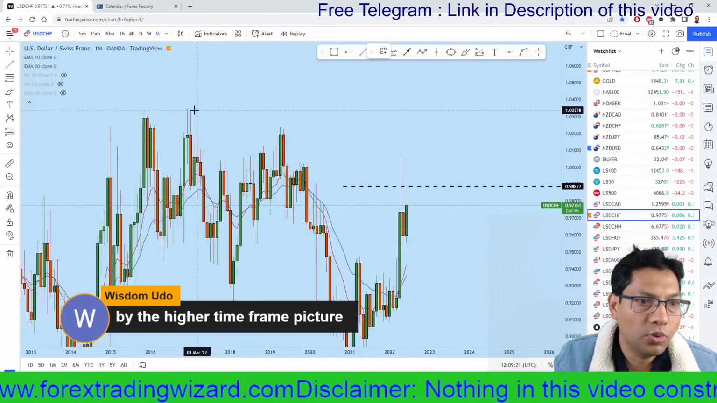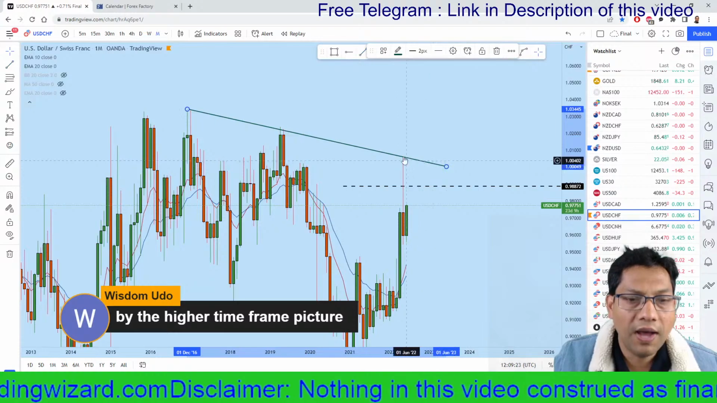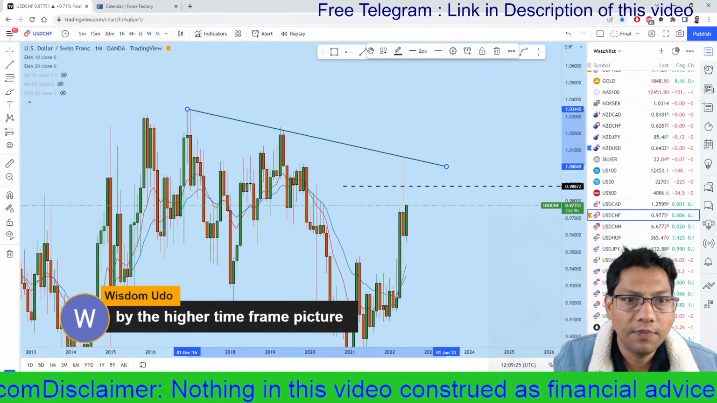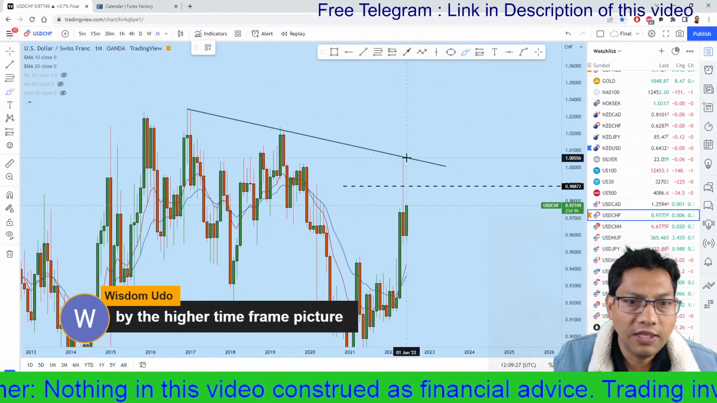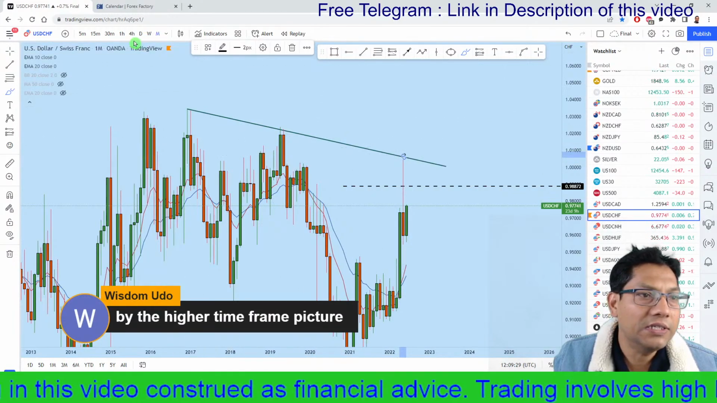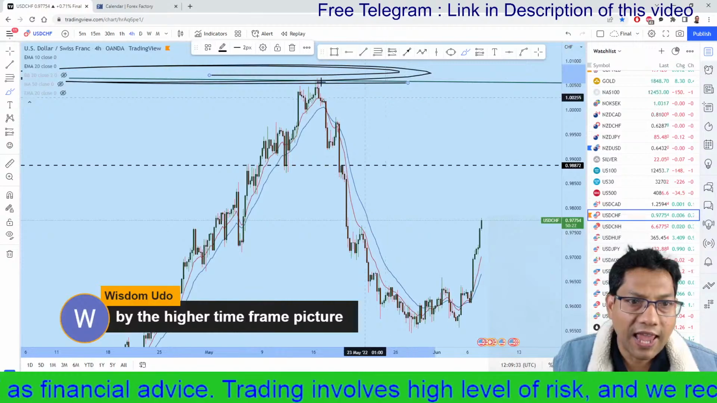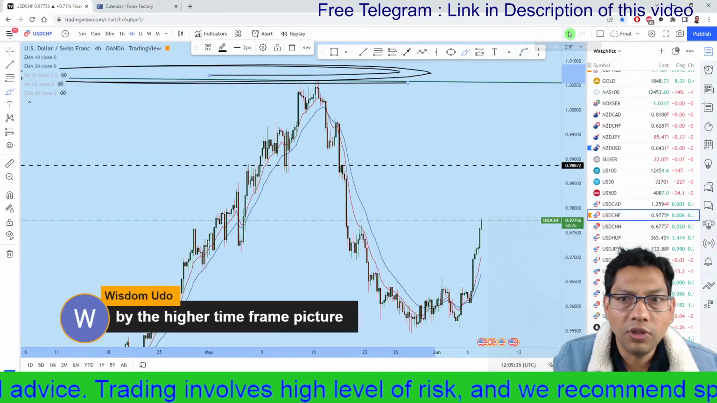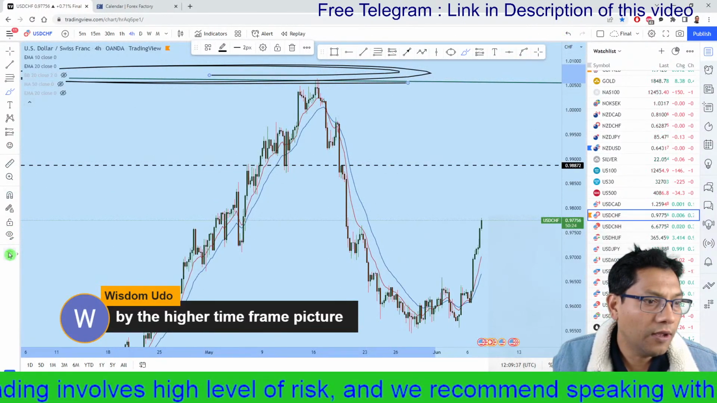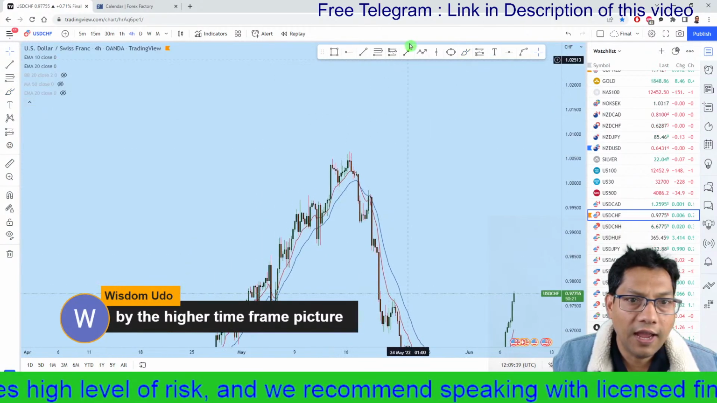Let me draw this one here. Monthly resistance here. And on this monthly resistance, if you go to the 4-hour, you see the price has created, exactly on this resistance, a head and shoulders pattern.